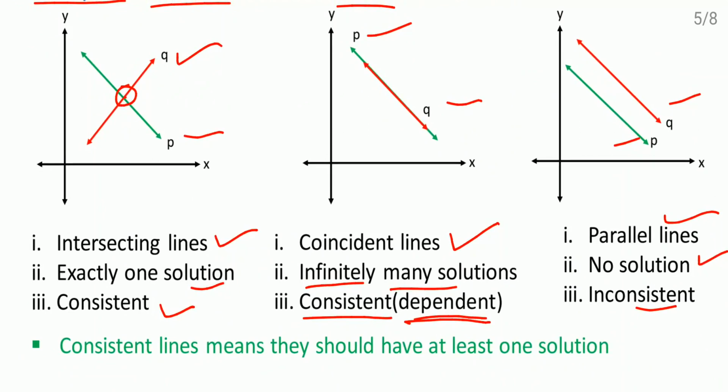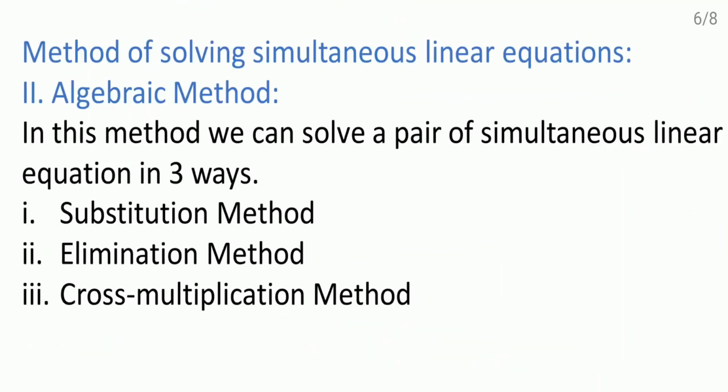Consistent lines means they should have at least one solution. That already I told you. Okay, let us see another point: methods of solving simultaneous linear equations.